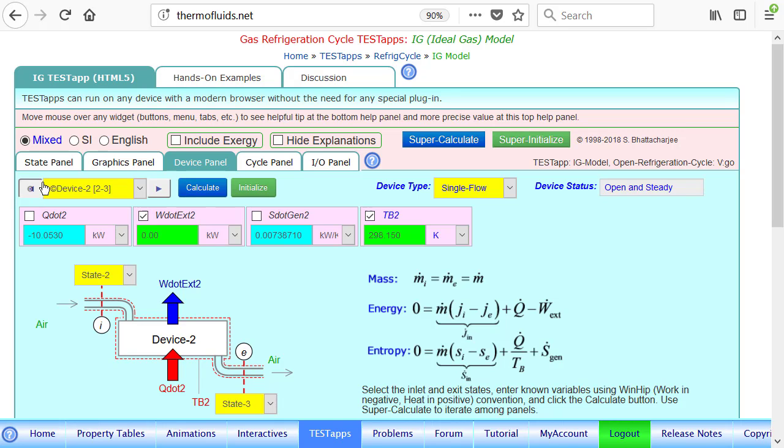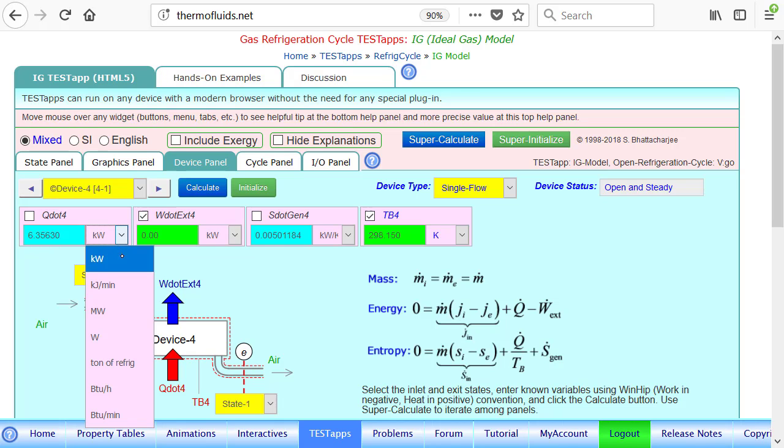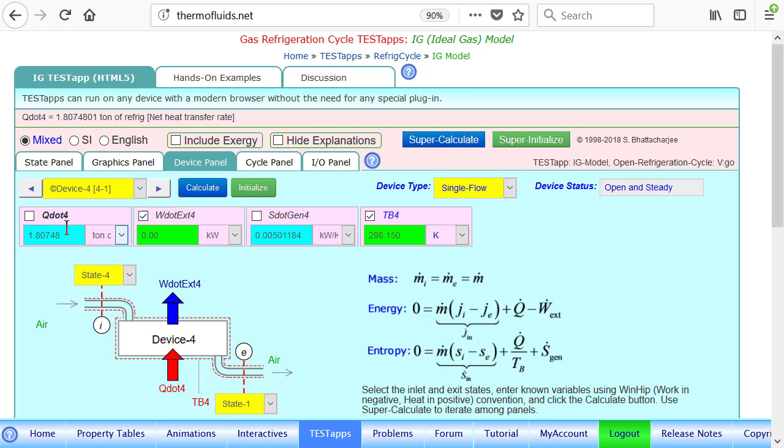Again, if you recall, device 1 is our compressor. It needed 13.26 kilowatt of power, and the turbine is generating 9.57 kilowatts. So there's some net power requirement to run the system. And device 4 is, of course, the heat exchanger on the cold side. So 4 to 1, this is where the heat is absorbed from the cold place at the rate of 6.35 kilowatt. If the question is what is the ton of refrigeration, you can convert the unit and find the answer.